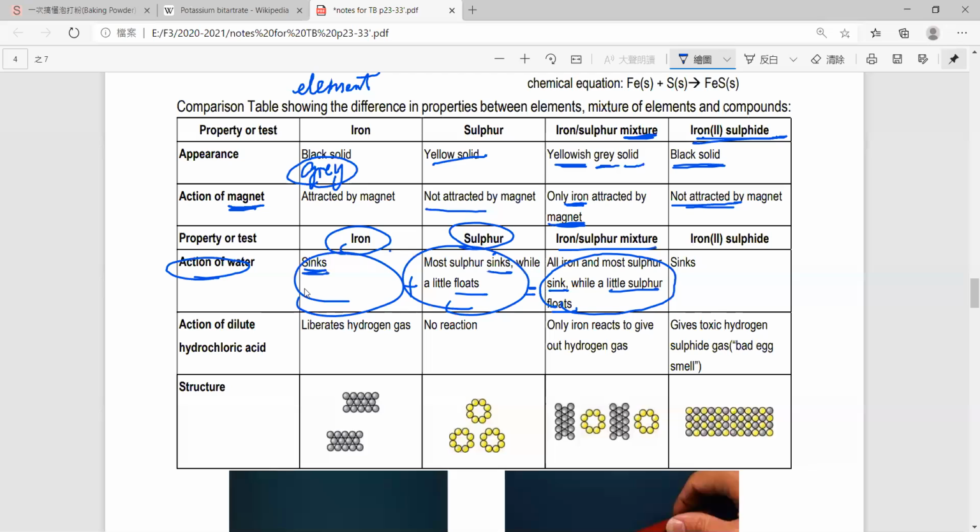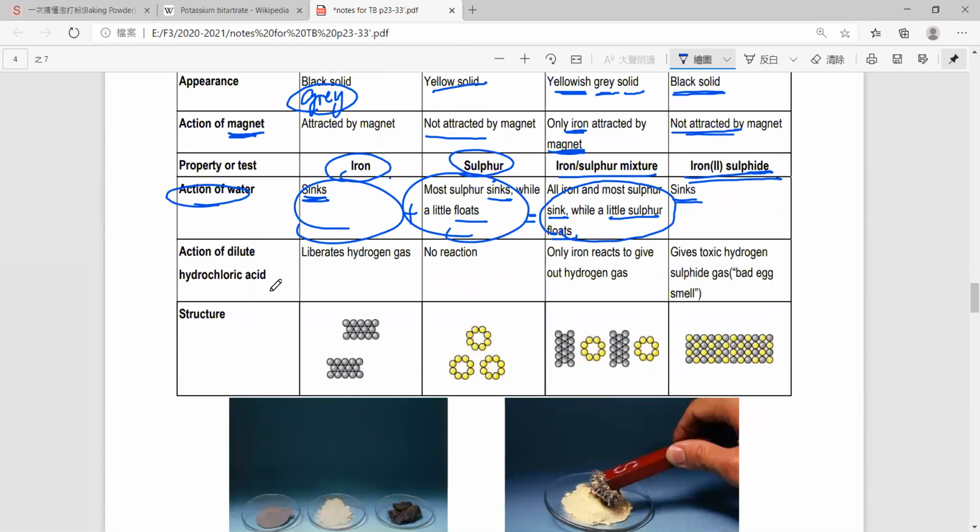How about iron(II) sulfide? Iron(II) sulfide sinks. So what does that mean? Iron(II) sulfide is a new substance, right? It sinks. And then the action of acid. This time we use dilute hydrochloric acid.